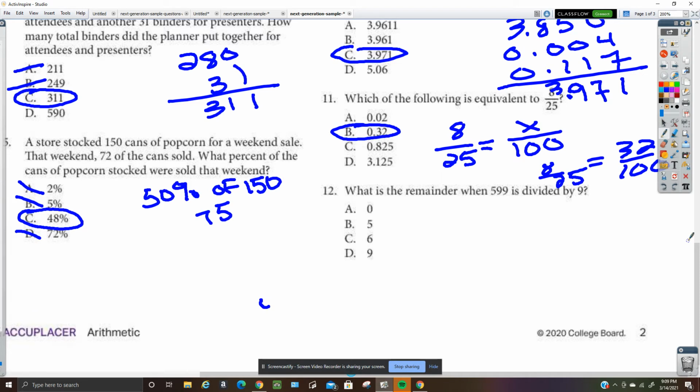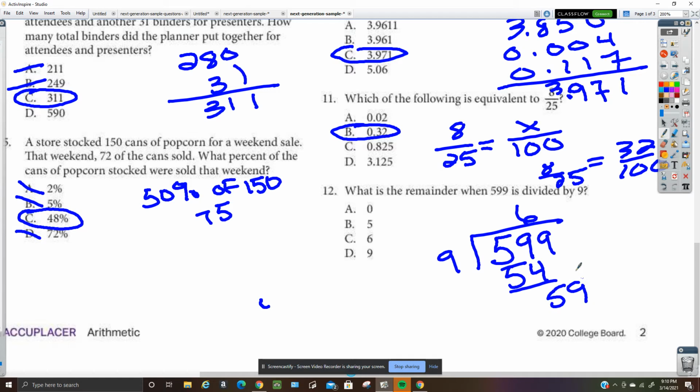And then what's the remainder when 599 is divided by 9? It's 654. Get a 6 again. So the remainder is 5.